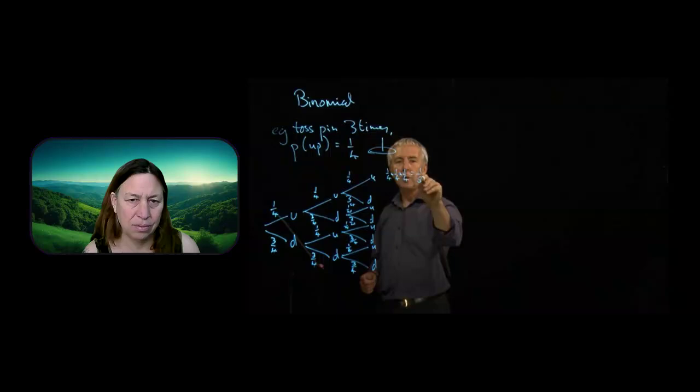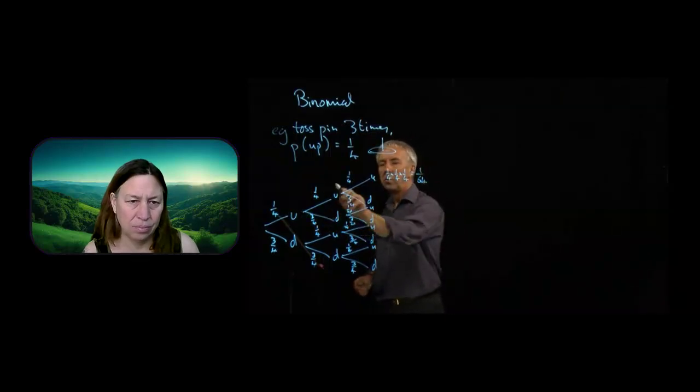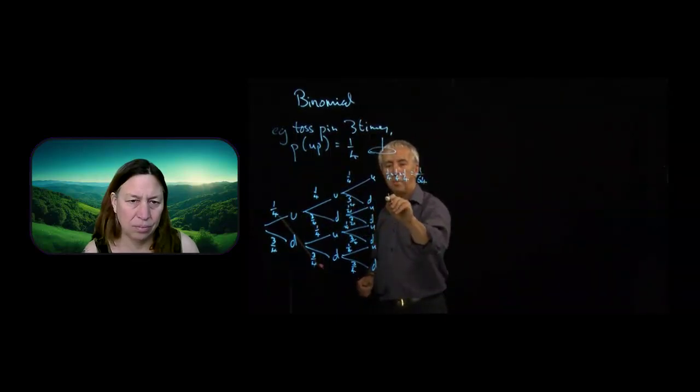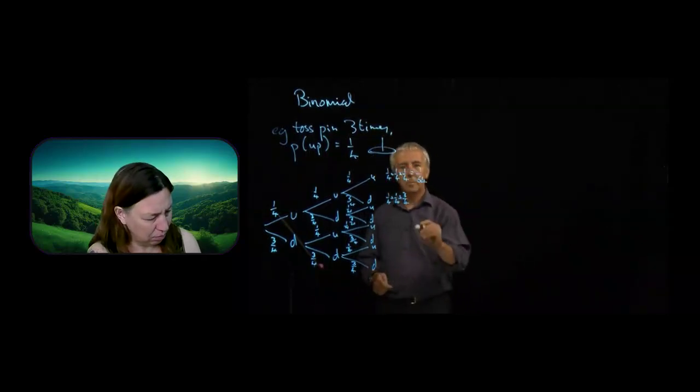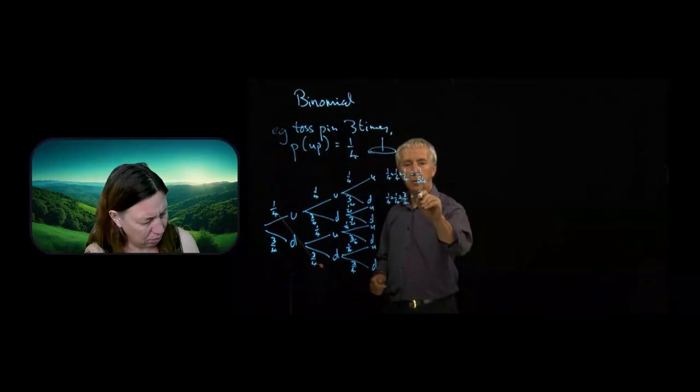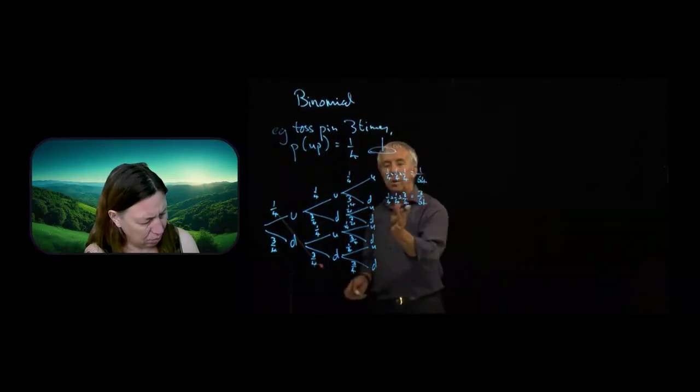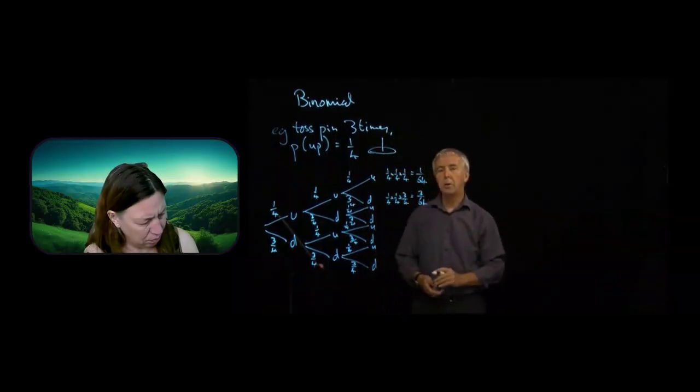Which is 1 out of 64. The chance of 2 ups and a down is 1/4 times 1/4 times 3/4, which is 3/64, and so on. And there are 8 possible sequences.